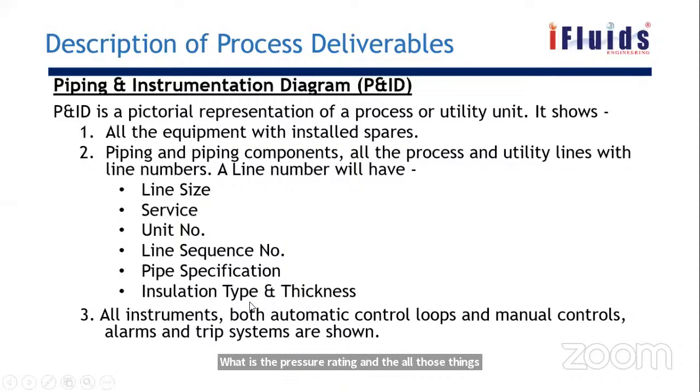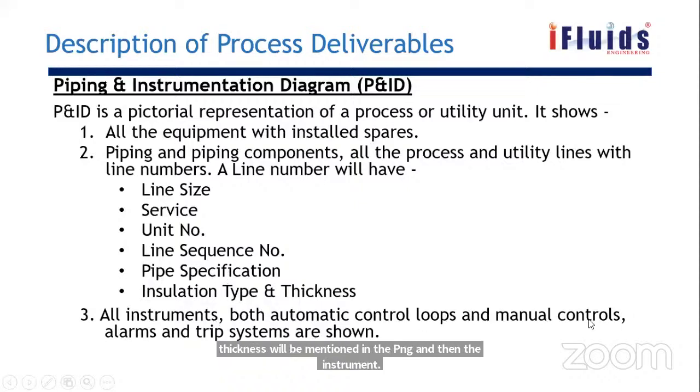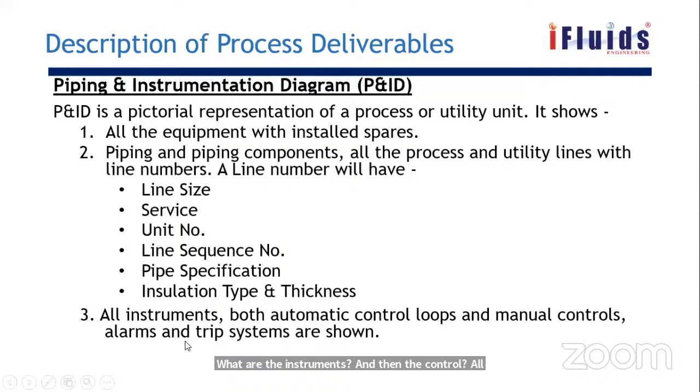And then the insulation for heat conservation, and then the personal protection, insulation type, and then the thickness will be mentioned in the P&ID. And then the instruments, whatever the instruments, and then the control, all those things will be put in the P&IDs. And then the alarm and trip settings systems are shown.